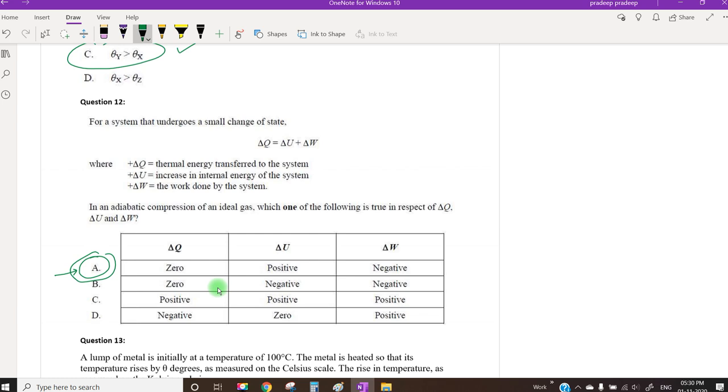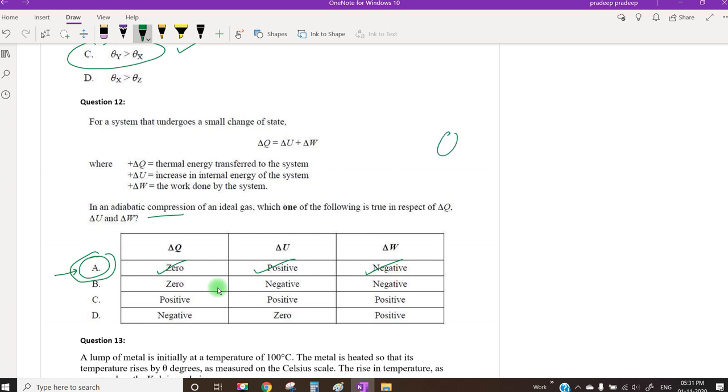Okay, so Vaibhav, just explain to me how did you get A? In an adiabatic process, delta Q is zero. The change in internal energy is zero. After that, because it's a compression of an ideal gas, the work done is on the gas, so it's negative. And delta U, if it's negative, then I assume that it has to be positive to equal zero. So option number A.